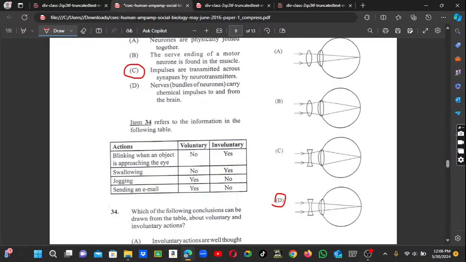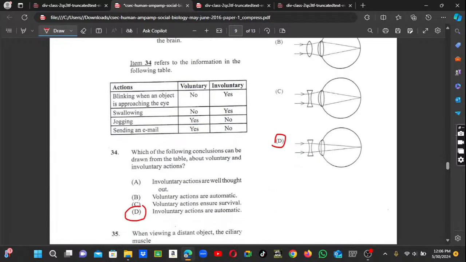Number 34 now. This is a diagram showing voluntary and involuntary actions. We just need to look at this. We see swallowing is not voluntary, but involuntary would be yes. So we're just going to see the question they ask, guys. Number 34 asks which of the following conclusions can be drawn from the table about voluntary and involuntary action. So this is how we know.